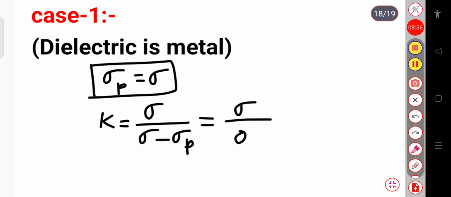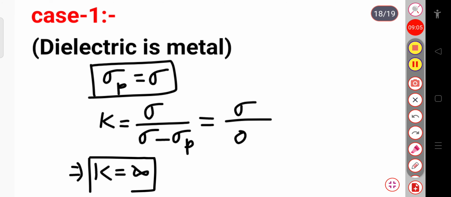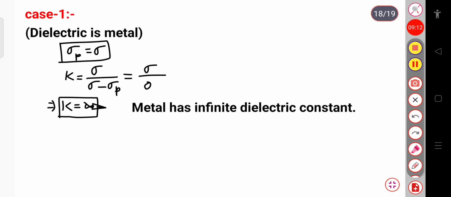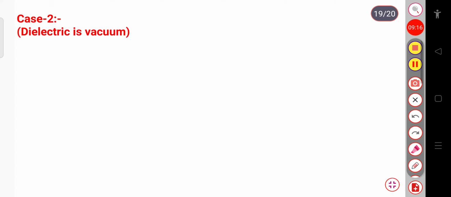Now something divided by 0 goes to infinity. So the dielectric constant will be infinite when the dielectric is a metal, or you can say that a metal has an infinite dielectric constant. Now we will see the second case, that is when the dielectric is vacuum.